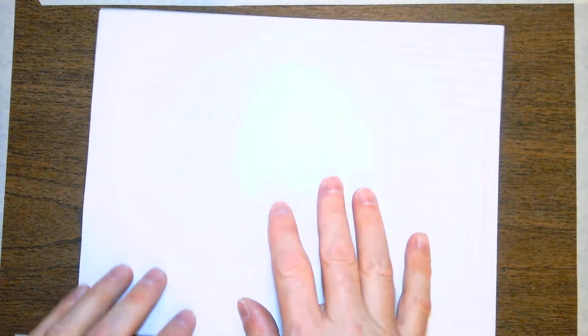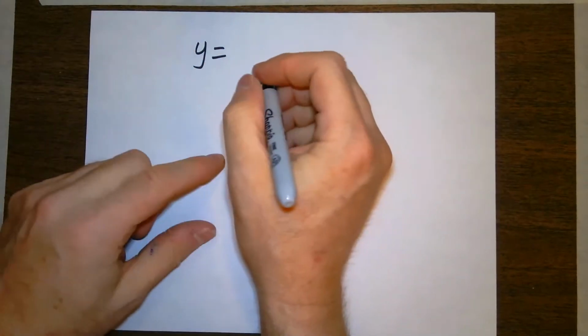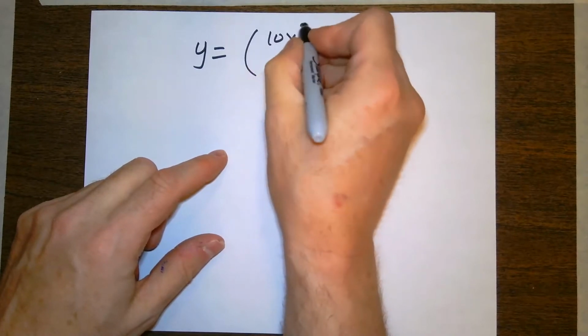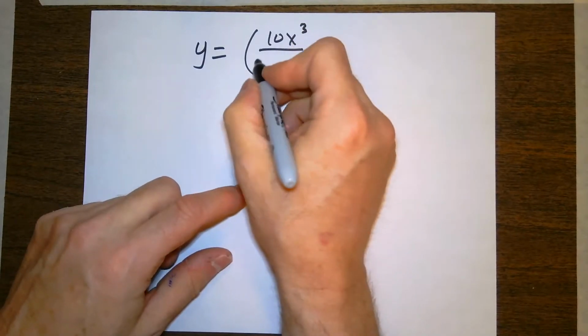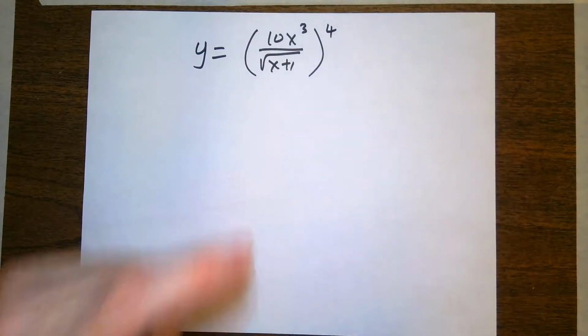All right, let's take a look at another example. This one's a difficult, awkward one. This one's going to be a tough one here. Y equals 10x cubed over the square root of x plus 1, the whole thing to the fourth power.